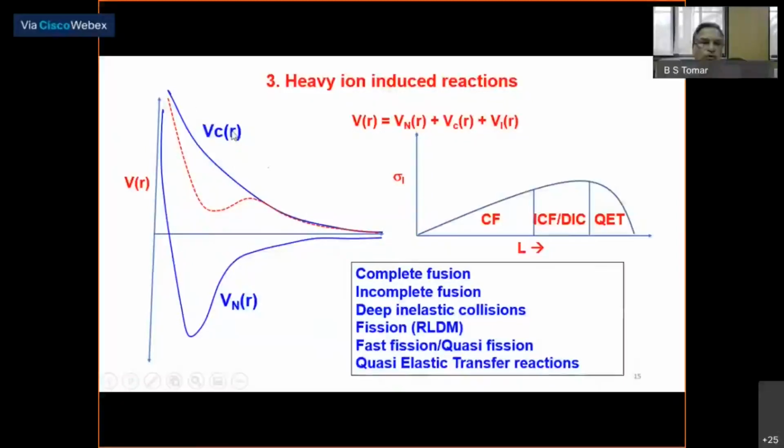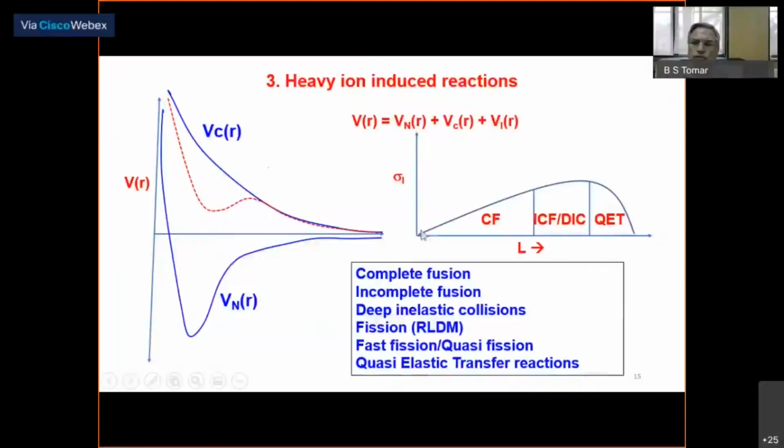And so for the different L values, higher L values, this potential will start becoming more and more shallow. When this becomes more and more shallow, you will find that slowly this potential will vanish. And therefore, when you don't see a pocket in this potential barrier, you will find complete fusion becomes difficult to take place. So you will find other mechanisms opening up when you have projectiles of heavier mass. So I tried to show them in this diagram: the angular momentum dependent cross section as a function of L.